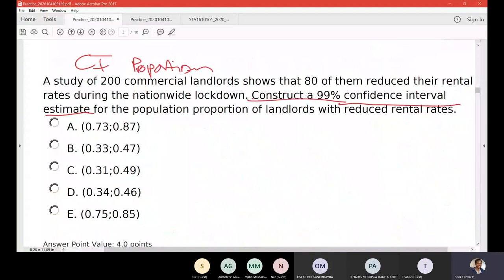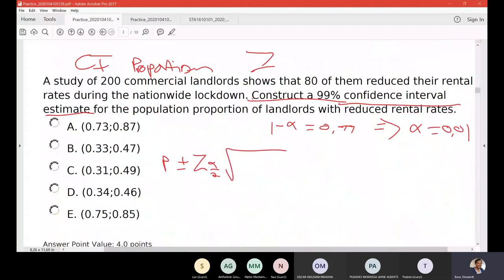and it says construct a 99% confidence interval. A 99% confidence interval means 1 minus alpha is 0.99, therefore our alpha is 0.01. And since this is proportion, and for proportion we always use Z, we use p plus or minus our point estimate, which is the sample proportion. The critical value will be Z alpha divided by 2. And our standard error will be the square root of p, 1 minus your sample proportion, divided by n.